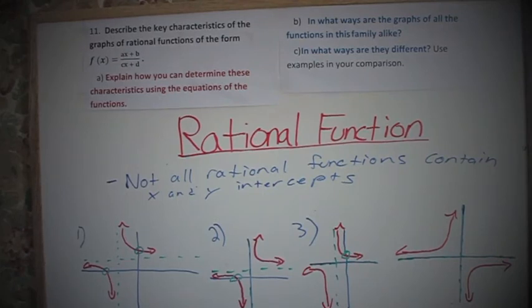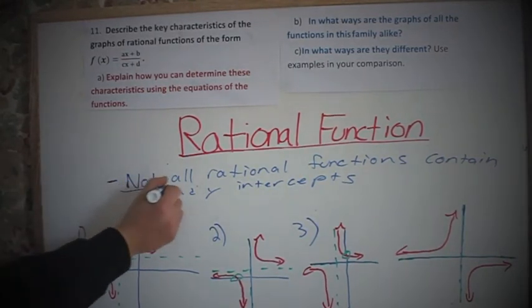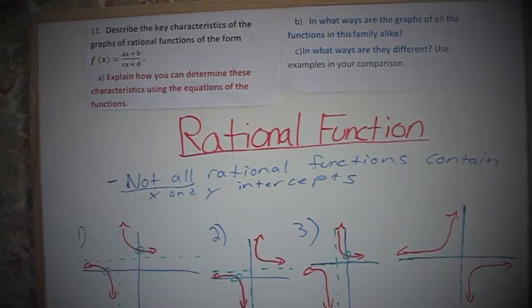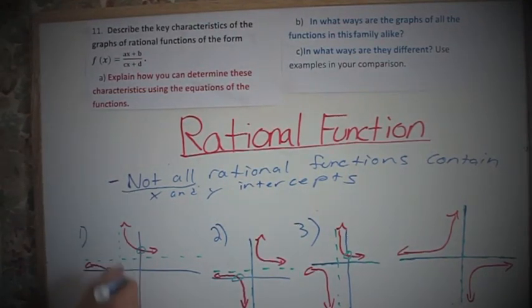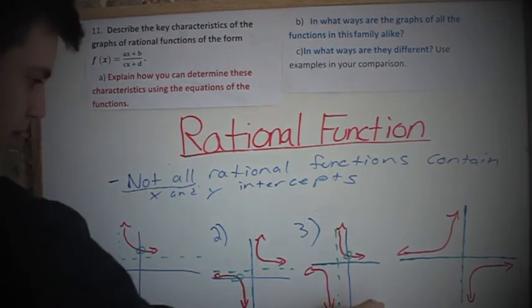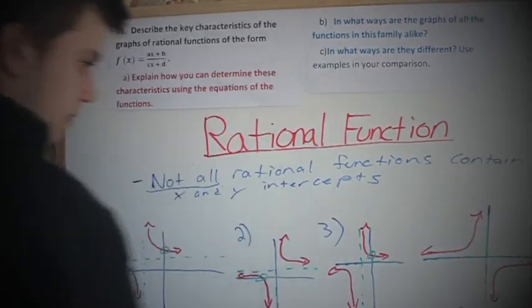Now, to talk about how the functions in this family are different. Not all functions in this family have to contain x and y intercepts. X and y intercepts are unique to some functions, but are not in all the functions. Some functions cross both the x and y axis, some cross only the x and not the y axis, some cross the y axis and not the x axis, and some cross neither.